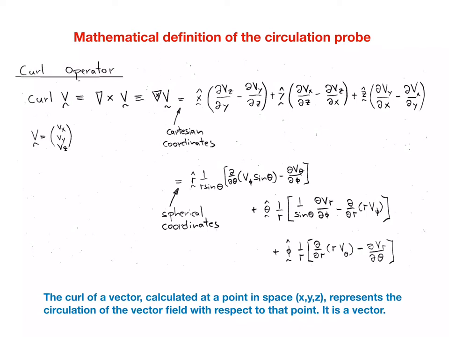Independent of the form and the coordinate system, the curl of a vector, calculated at a point in space x, y, z, represents the circulation of the vector field with respect to that point. The curl of a vector is itself a vector.